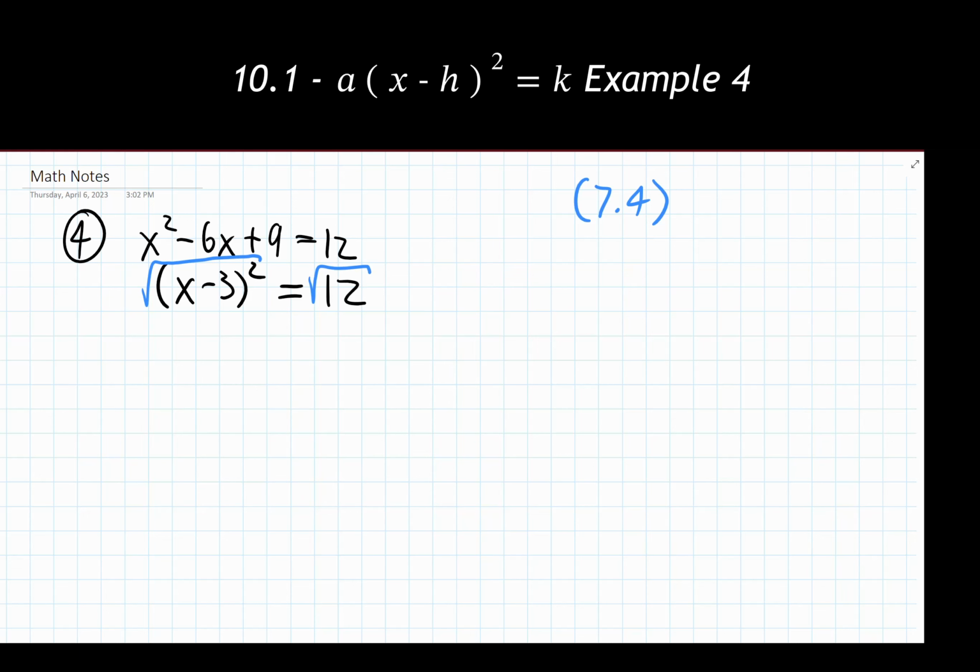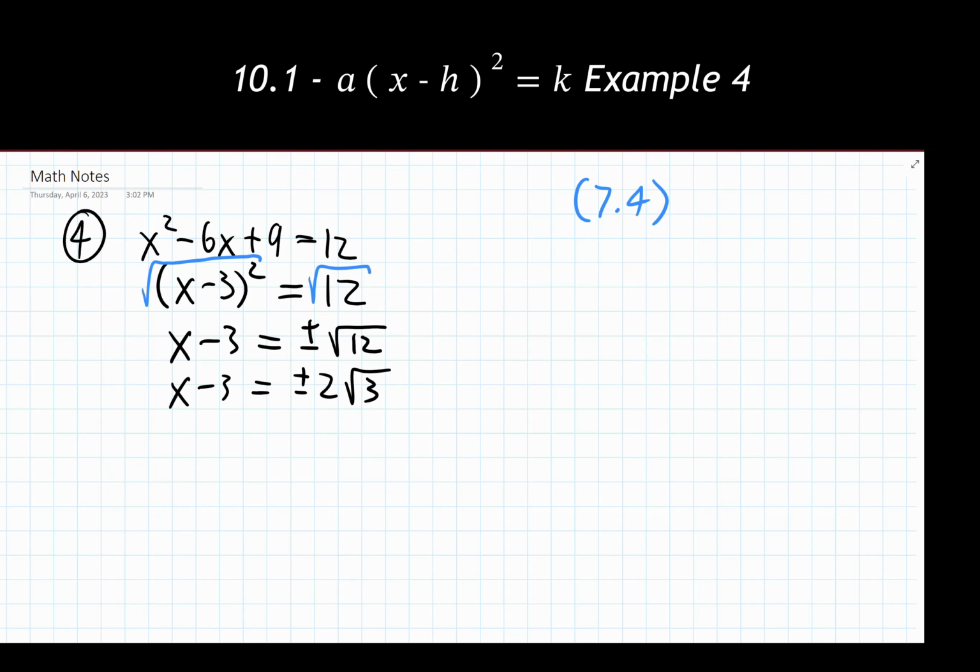And on the left side, I'm getting x minus 3. On the right side, I'm getting plus minus the square root of 12. Now I can rewrite and reorganize this square root of 12, and that can become and be rewritten into 2 square root of 3. 12 breaks down into 4 times 3. The square root of 4 gives me 2, and so I can bring that out front.